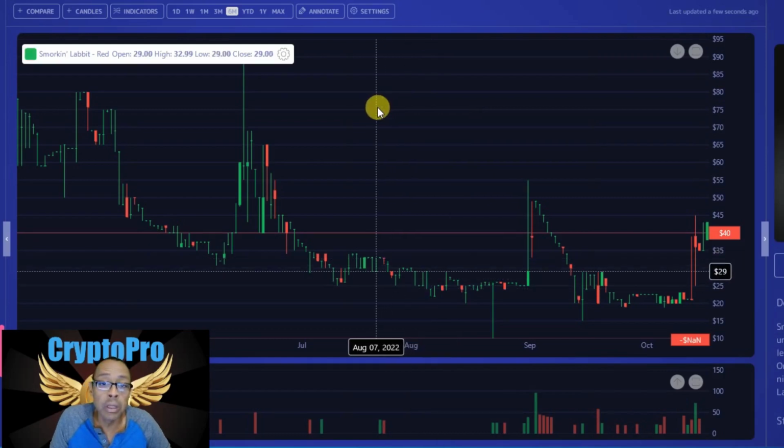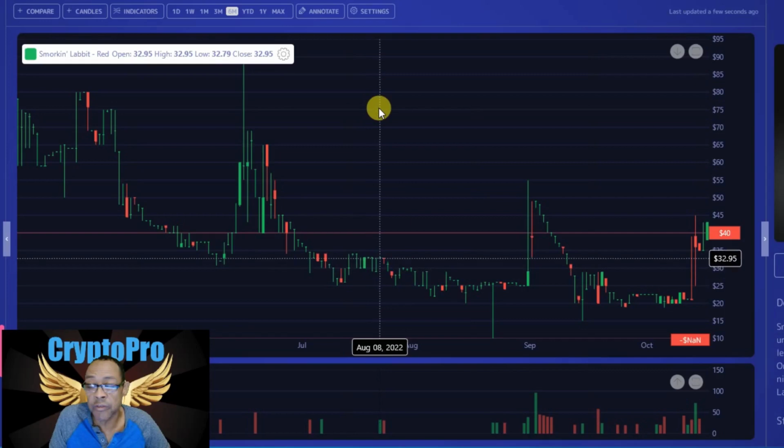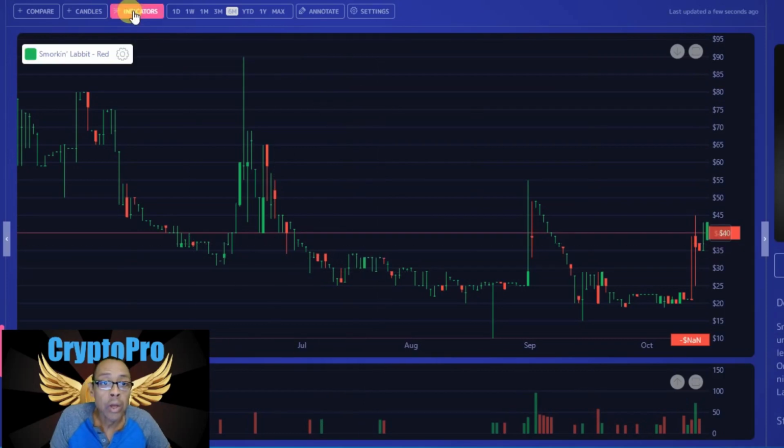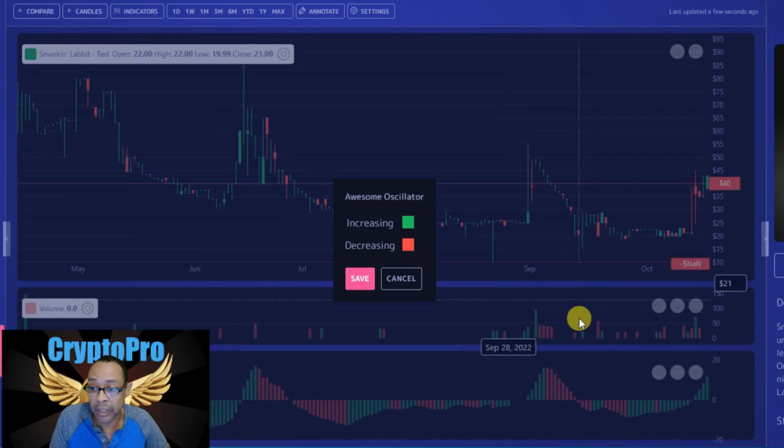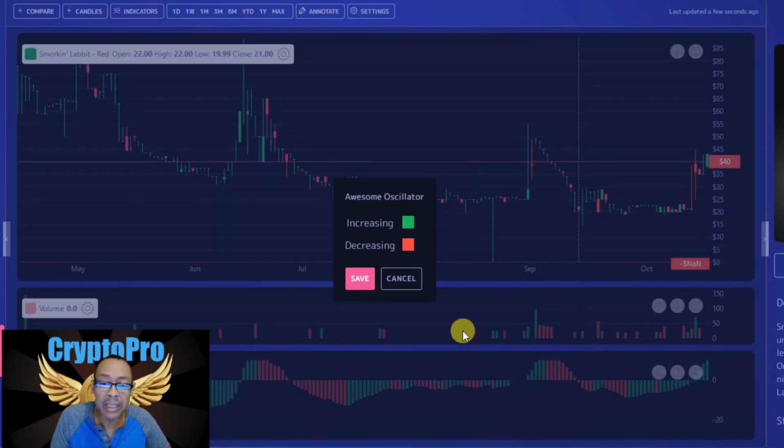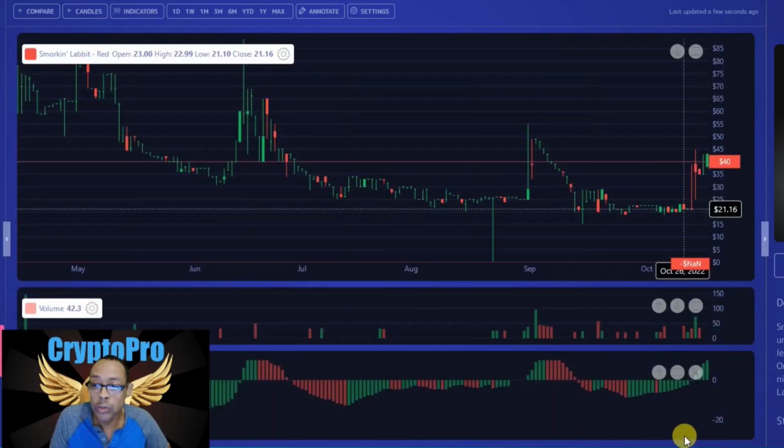So I have been looking at a lot of these indicators to find out which ones are best to give us clues on the action. And we're going to start out with the awesome oscillator. And the main thing that I am going to be using these charts for is to try to determine where the trend is going. Are we trending up or trending down?